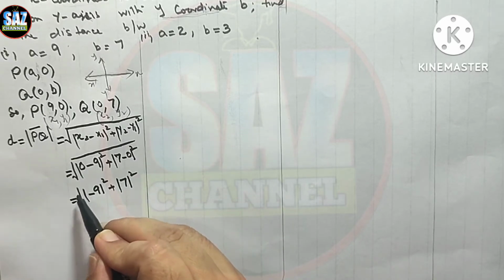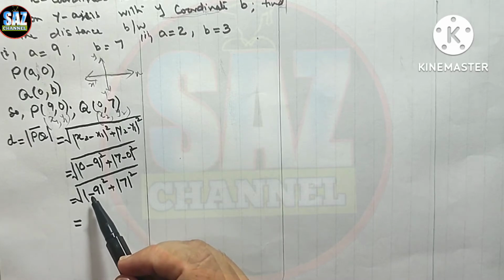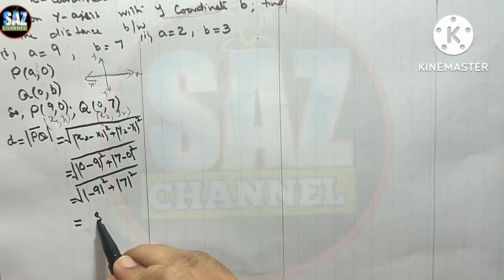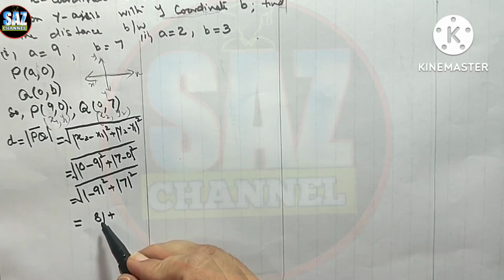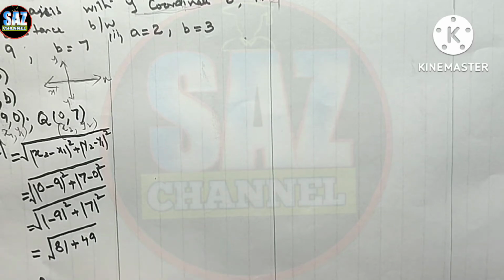At this stage you should have a good command on squares and square roots. The square of a minus sign will become positive, and 9 square is 81 plus 7 square is 49, and this will take the form 9 and 1 is 10, 8 and 4 is 12, and 1 is 13, 130. So the distance PQ equals square root 130 units.